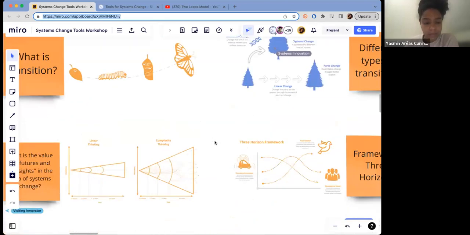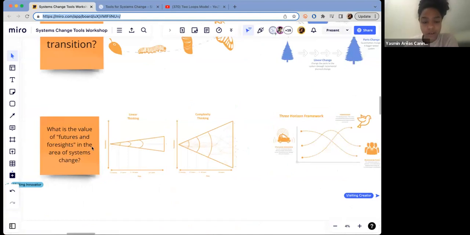After that, we talked about the value of futures and foresight in the area of systems change.